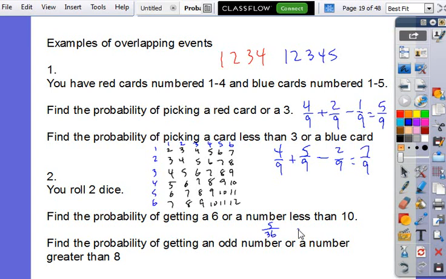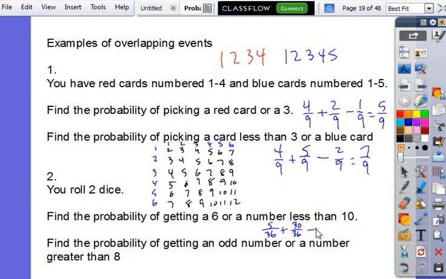Or a number less than 10. So I count up the ones that are less than 10. Well, what I'm going to do is say, look, there's 6 of them that are 10 or bigger. So 36 minus 6 would be 30 of them are less than 10. Then I've got to subtract off the ones that are 6s, because those are less than 10. Does that make sense? There's 6s and less than 10. Make sure I'm doing this right.